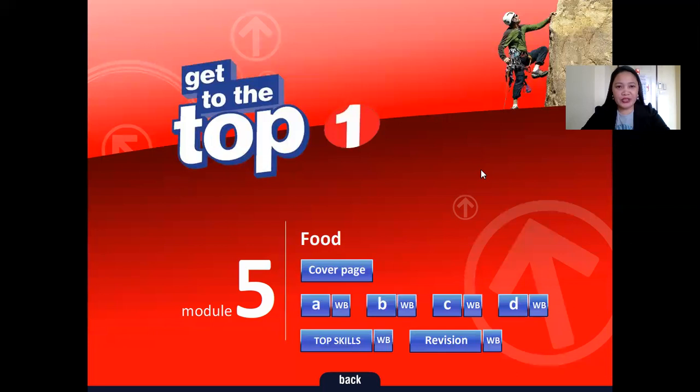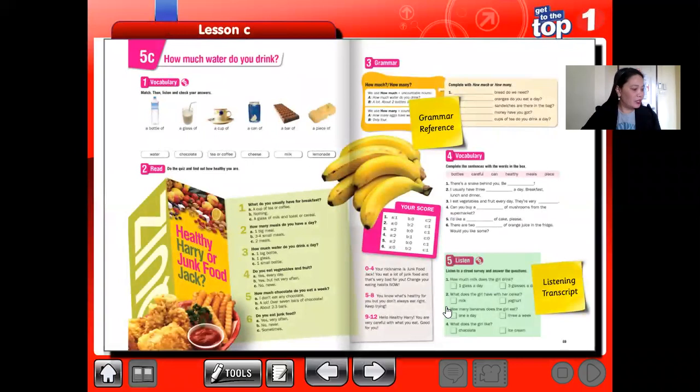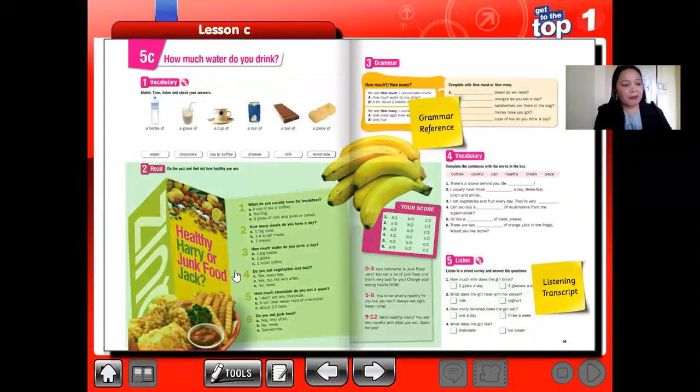Today we are going to discuss our continuation of Module 5, which is about food. We are now on 5C. All right, open your book to page 68, page 68 of your student book. Everybody, are you ready? So we are going to discuss lesson C, which is 5C.